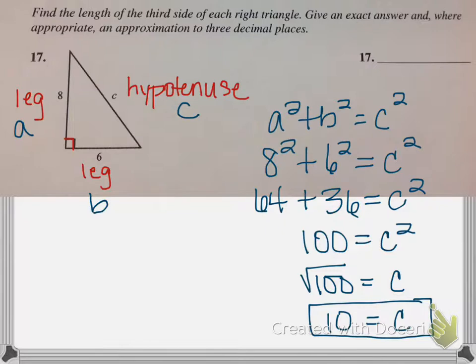So what actually happens here when I'm solving equations? How do you undo a squaring? Well, that's the square root. So what we actually did was take the square root of c squared, which is c, and the square root of 100, and that's how we ended up with c equals 10.